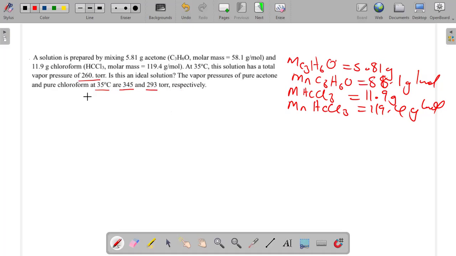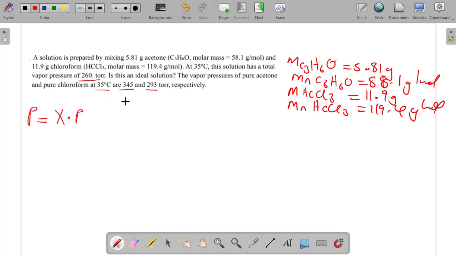To know this, we need the total vapor pressure from the pure acetone and the pure chloroform. We know the total pressure is going to be given by the mole fraction, where X is the mole fraction, multiplied by the vapor pressure that is given there.